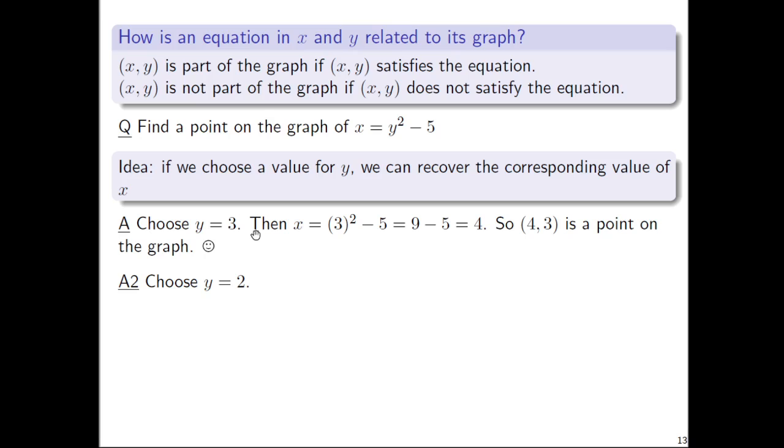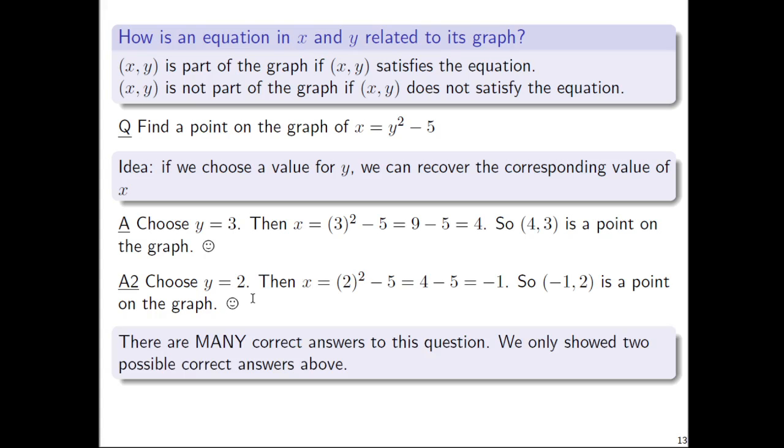But that's not the only possible answer. We made a choice. We really just chose y equals 3. We could instead choose y equals 2, and then we'd compute x equals negative 1, so the point (negative 1, 2) is also a point on the graph. There are many correct answers to this question. We only showed 2 possible correct answers.